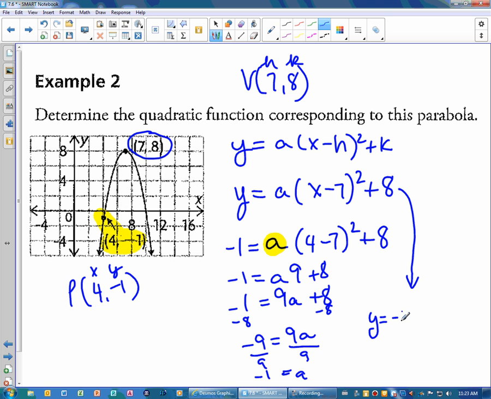So go back here and finish off, because now you know what a is. y equals negative 1 times (x minus 7) squared plus 8 is your answer. You could have just put the negative. You don't have to put the 1 if you don't want to, if you were thinking that.